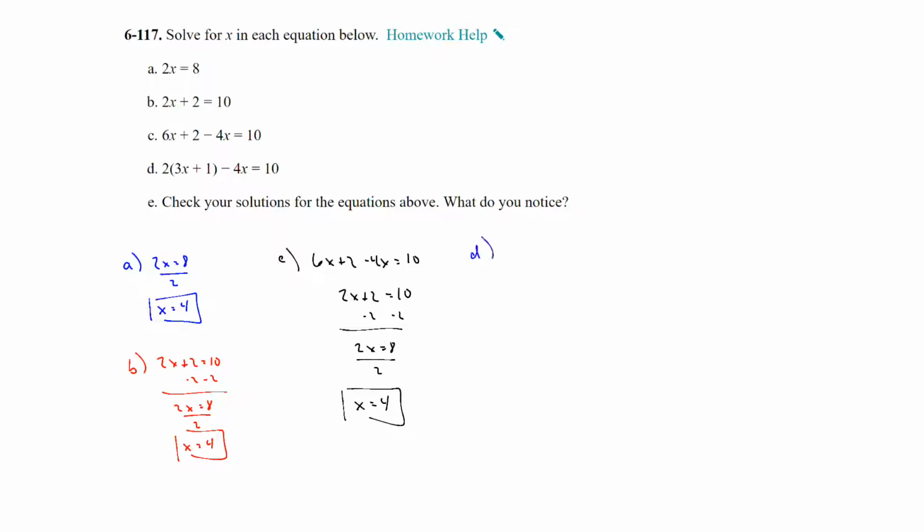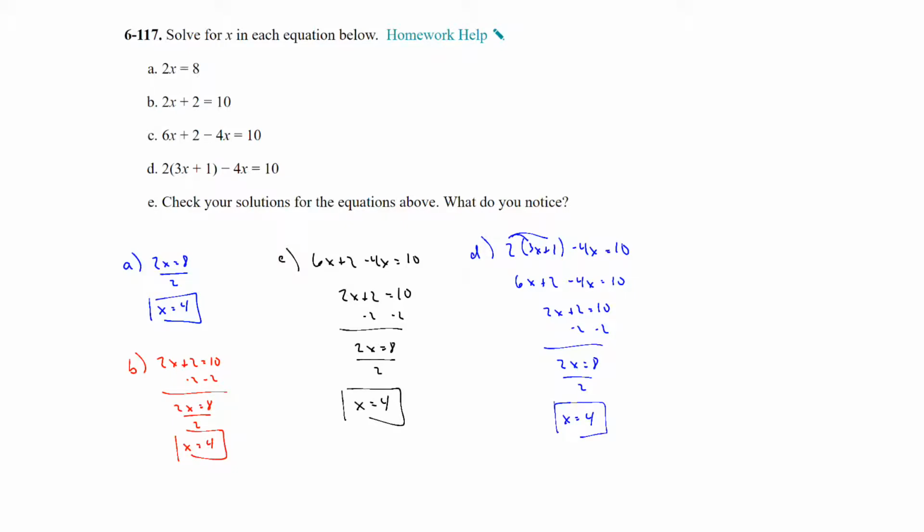D, 2 times the quantity 3x plus 1 minus 4x equals 10. Go ahead and distribute. 2 times 3x is 6x, 2 times 1 is 2. Now you have variables on the same side, so combine them. You get 2x plus 2 equals 10. Subtract 2. Once again, you see the same problems you saw previously, and x is equal to 4.